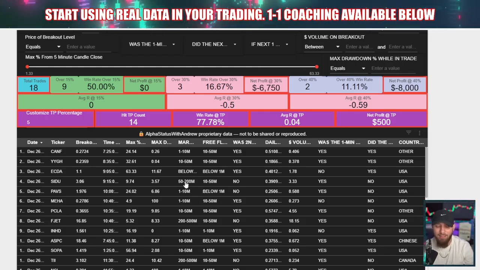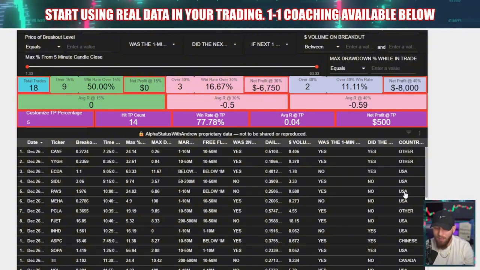But typically, I try to skip out on as many of those as I possibly can, unless they set up as a green light special breakout. And SIDU did not. While the 1-minute candle was trending green into the breakout, the next 1-minute candle closed red, right? So I skipped out on that one. Now, next up is going to be PAVS. So PAVS breaks out at 10 a.m., all right? And this ends up being a winner as well.